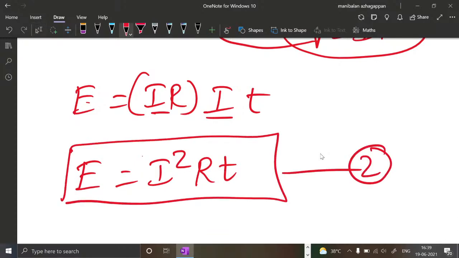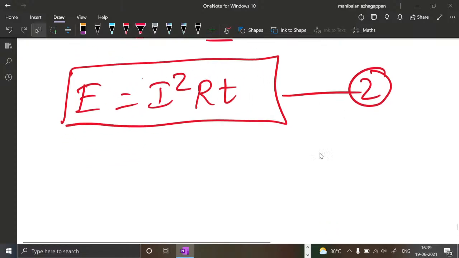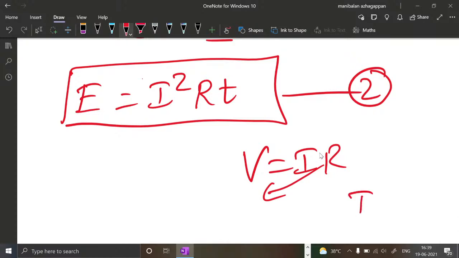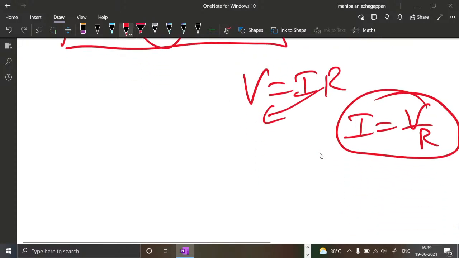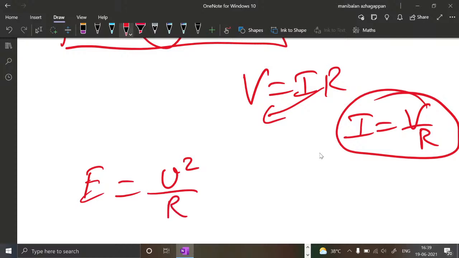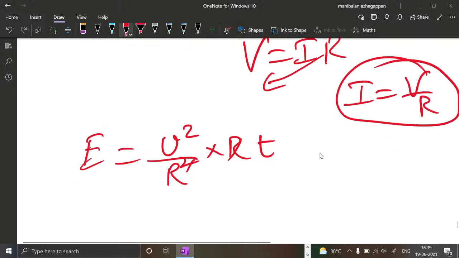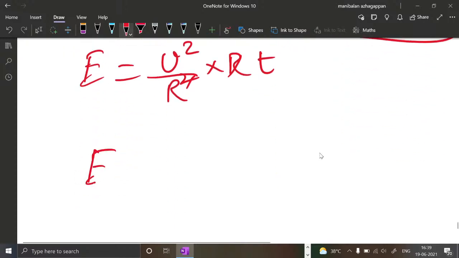Okay. Now I know, according to Ohm's law, V is equal to IR. So from this, if you are bringing R to the denominator, I is equal to V by R we will come to know. So I is equal to V by R. Just you have to substitute here. So energy is equal to V square by R square, because of whole square, into R into T. So R gets cancelled. So what is energy? Energy is equal to V square by R into T.